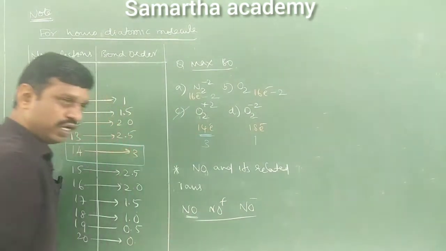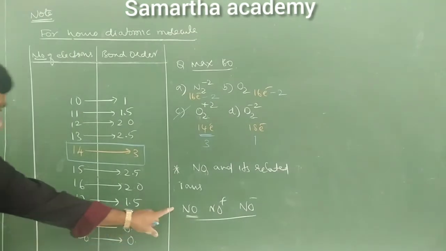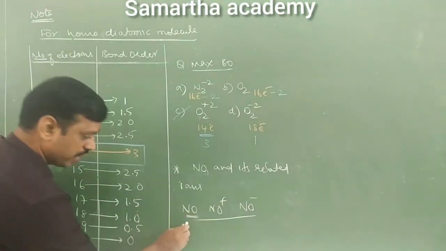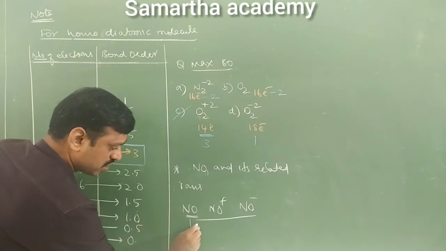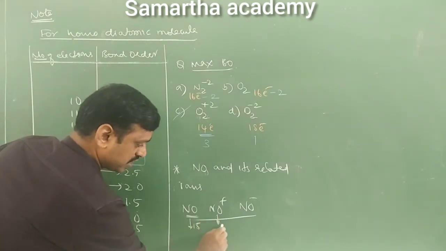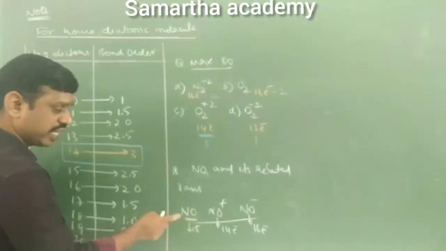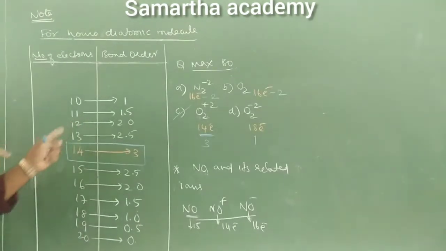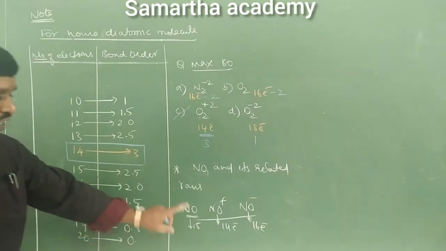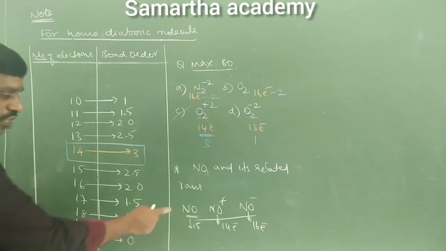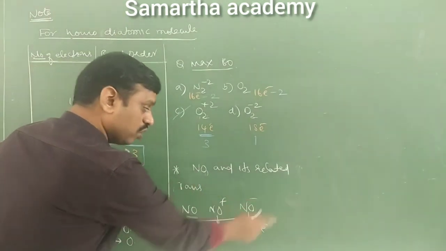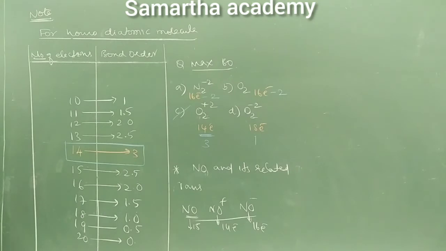Tell me. If you want to write the electronic configuration of NO plus, NO minus, tell me NO has how many electrons? It has 15 electrons. This NO plus has 14 electrons. This has 16 electrons. Even though they are heteroatomic molecules, now whatever we have studied so far about homoatomic molecules, write the electronic configuration of NO, NO plus, NO minus, all three based on 14 electrons. That is, up to nitrogen we have the sequence now. So apply that sequence and write the electronic configuration.